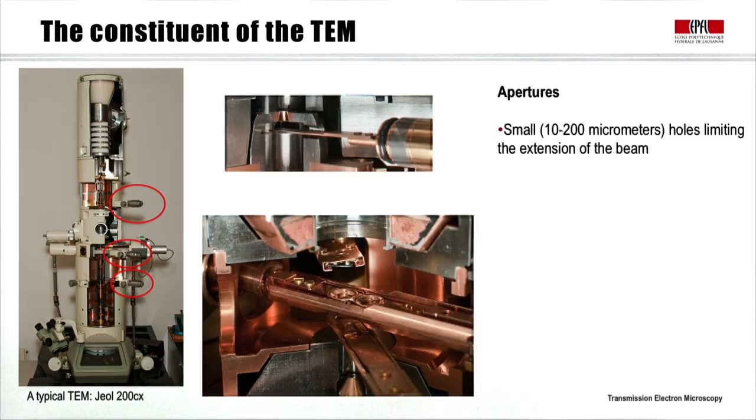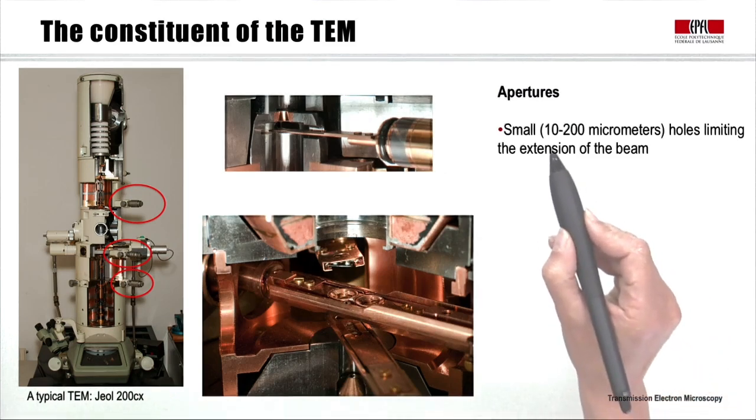So, do you remember how to draw the image produced by a thin convergent lens? If not, it will be explained in the next video. But let's continue on the building parts of the microscope now. The next one that we will look at are the apertures.